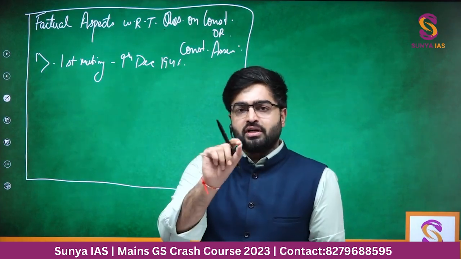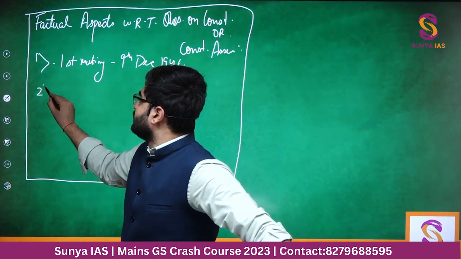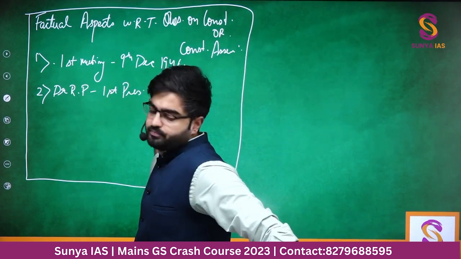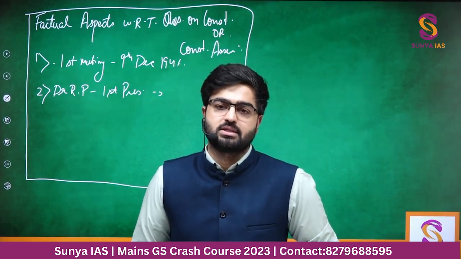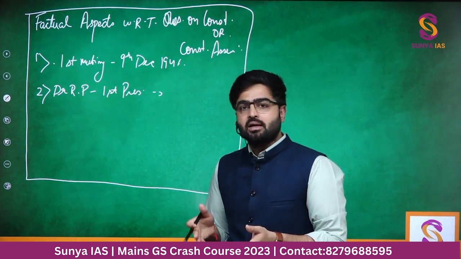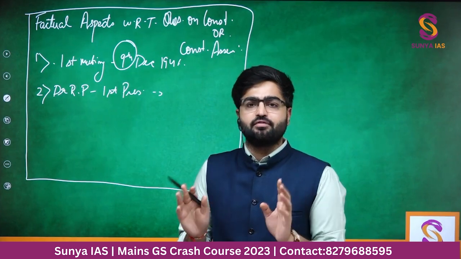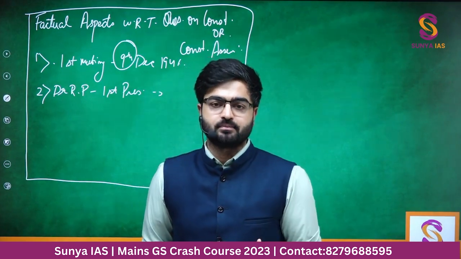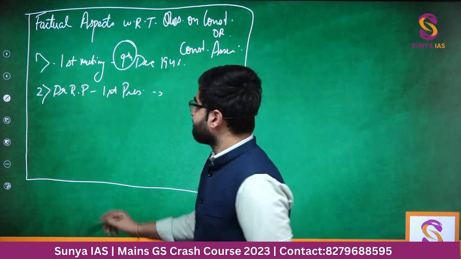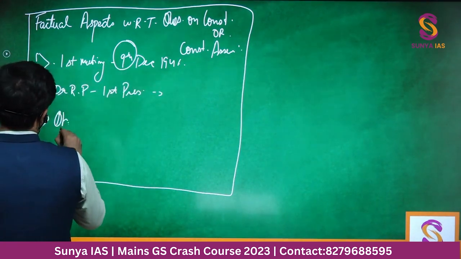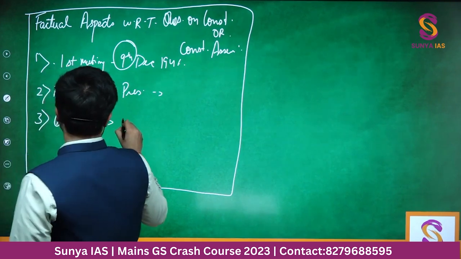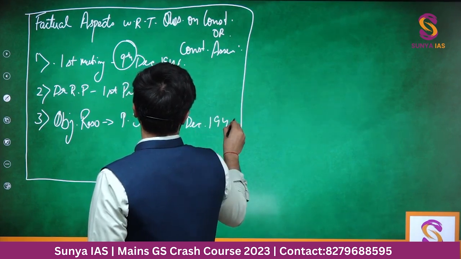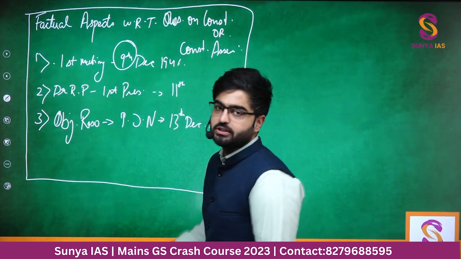Right, second, Dr. Rajendra Prasad, first president, 11th December 1946. So how do you have to remember this? Just remember this one date. 9th December, first meeting. After a one-day break, on 11th, skipping one day, they decided their president. Then, taking another day's break, the Objectives Resolution was given by Pandit Jawaharlal Nehru on 13th December 1946. This was on 9th, 11th, 13th.